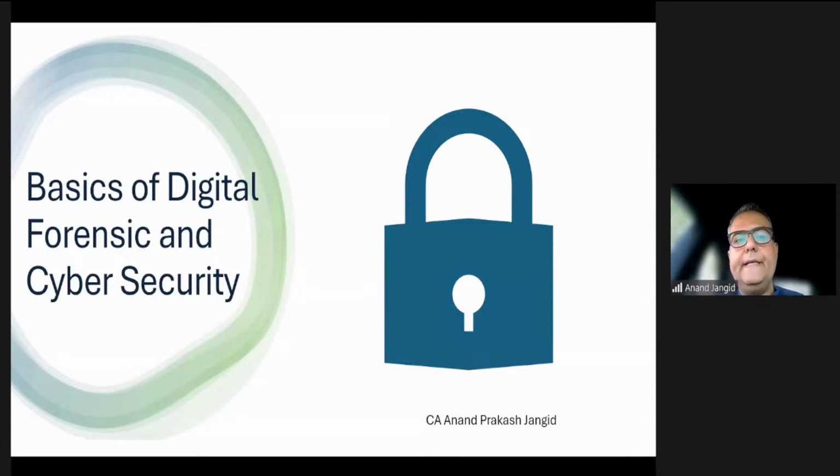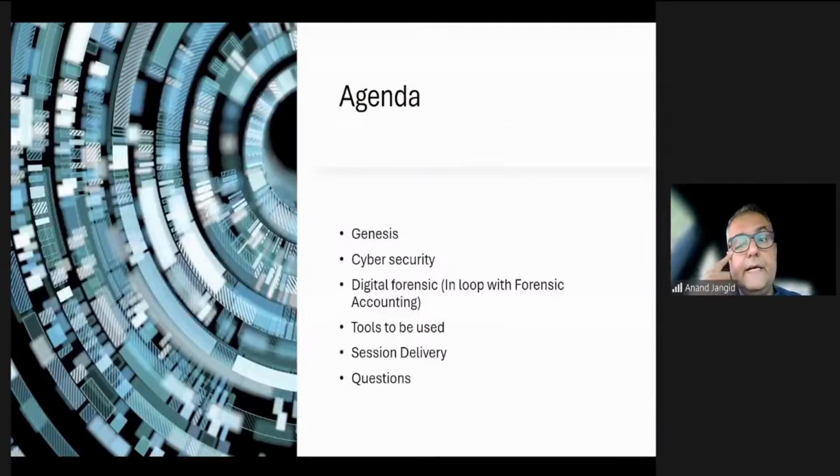And the agenda is these 6 items which we are going to talk about. We'll talk about Genesis. Then we'll talk about cybersecurity: what are the key things which are part of that, how we are trying to use it and take that forward. Then we'll talk about digital forensic, and it should be in loop with forensic accounting, because there is an e-learning which is already being developed, and it should be a continuation. So there is a direct correlation between what is in forensic accounting and what we are talking about in digital forensic.